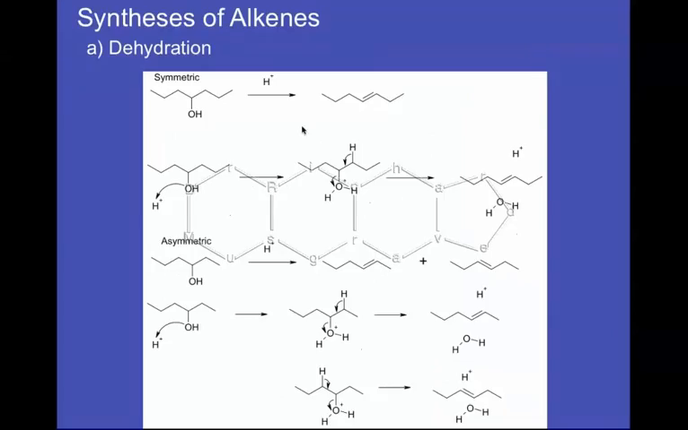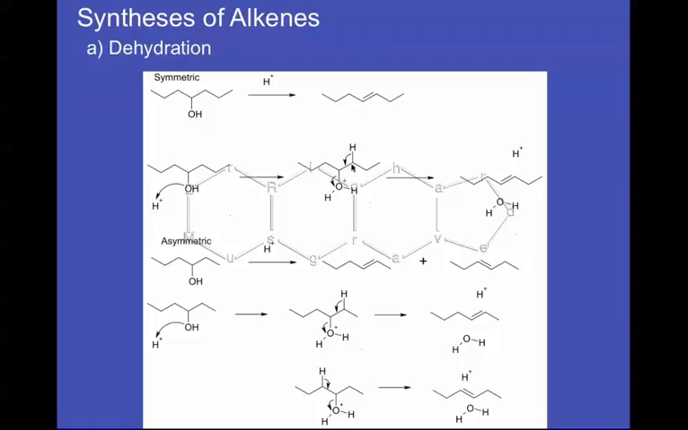Right, now we're going to talk about some syntheses of alkenes. We'll start off with dehydration. If we have a symmetric alcohol, you can see what happens is that the first step will be the OH taking the H+, and then we lose the CH next to the C that had the OH attached. The electrons from the CH bond move in, form the double bond, and kick out the water.